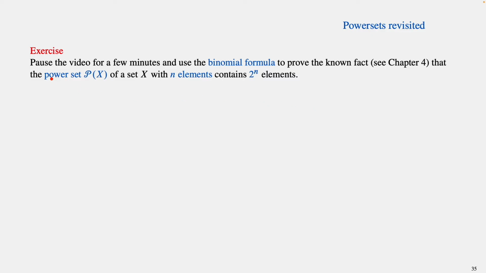As a little exercise, you can prove something about power sets that we already know, but you can use a different proof now. So pause the video for a few minutes and use the binomial formula you just learned to prove again the fact that the power set of a set with n elements contains 2 to the power of n elements. Okay, so if X is a finite set with n elements, then there are 2 to the power of n subsets of X.